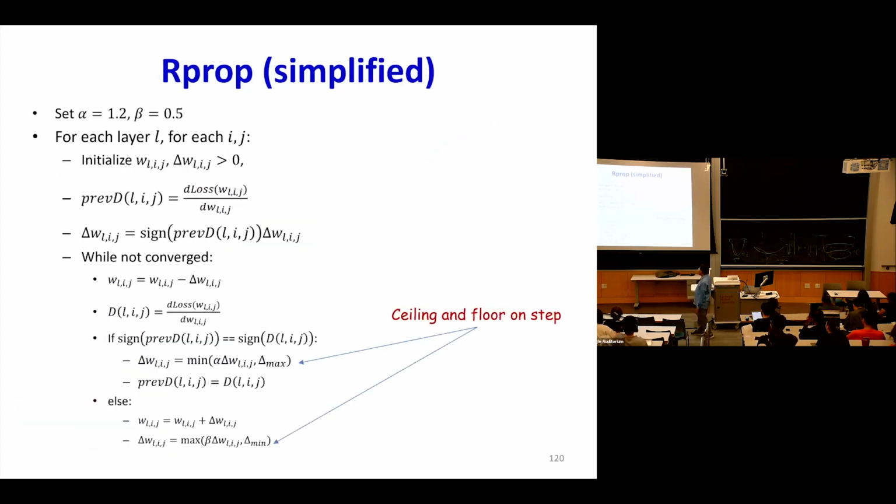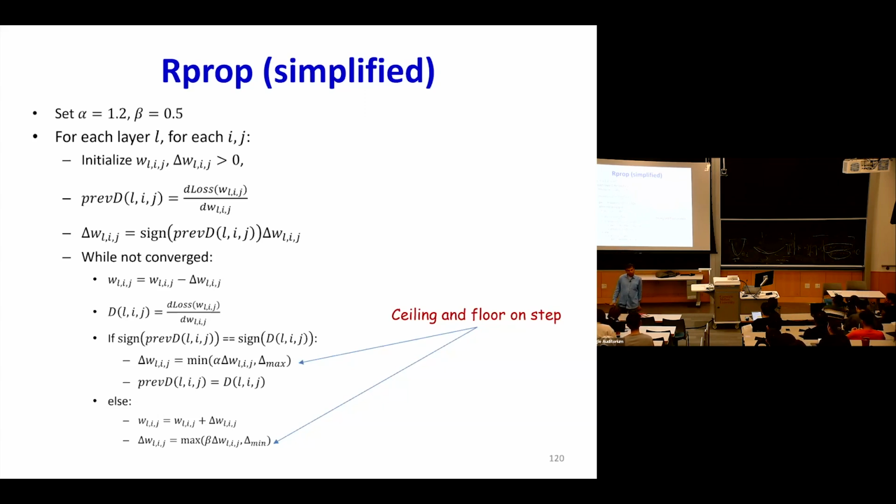So here, this is a very simplified pseudocode for RProp. You're going to be initializing your step sizes. And at each point, you're going to just compute the derivative. And then all you do is check if the previous value of the derivative and the current value of the derivative are the same. If they are the same, you're going to increase your step size. Otherwise, you're going to go back and decrease your step size.